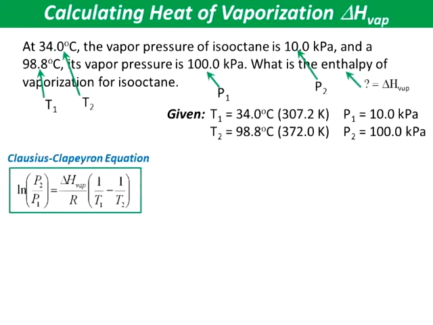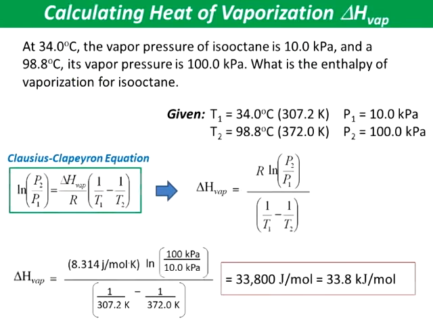A useful thing to do in working any of these problems is to mark off the problem with the variables. Here we note that we have a T1, a T2, a P1, a P2, and we're looking for delta H of vaporization. Therefore, we write out all our givens, or we circle them in the problem, and we write out the Clausius Clapeyron equation, and we match those variables.